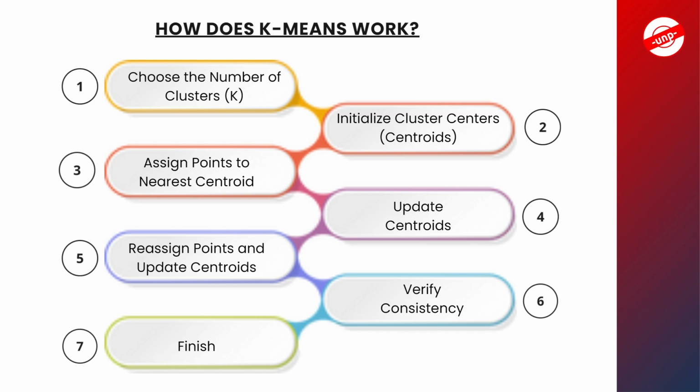Step 6. Verify consistency. Means verify if there are no more changes in centroid positions or data point assignments. If changes are still happening, return to step 4. Otherwise, proceed to finish the clustering process. Step 7. Finish. Means the K-means clustering model is now ready with each data point belonging to one of the K clusters based on similarity to cluster centroids.